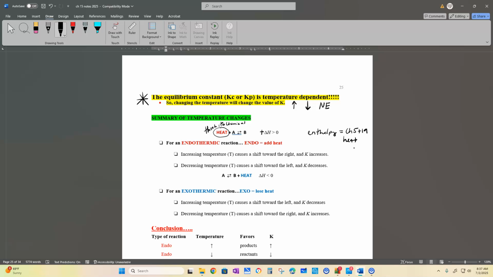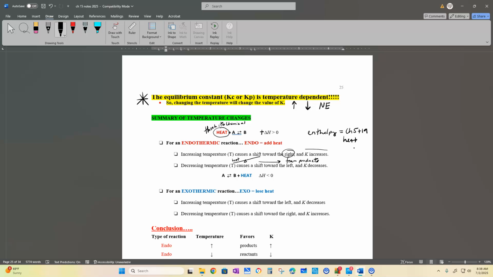So notice if I increase the temperature, there's my heat, there's my temperature. So if I increase temperature, my teeter-totter looks like this. And why? Because heat is a reactant, okay? So how am I going to fix it? I've got to shift to the right. I have to form more products, okay, so that way my K equals my Q.